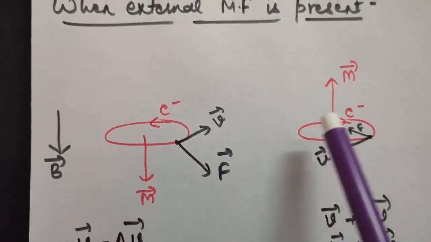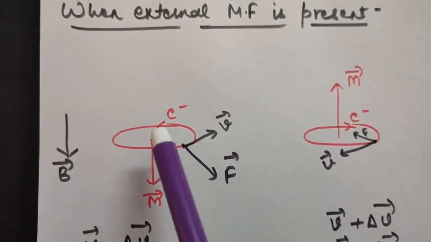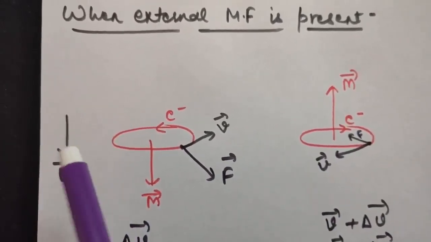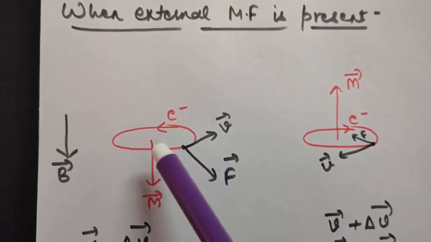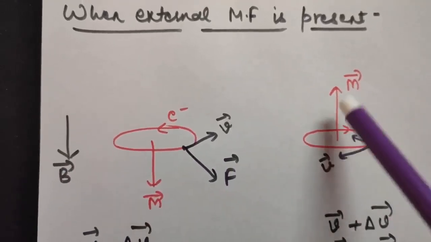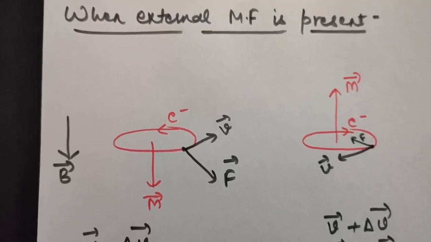Again, these are two electrons which are revolving in opposite directions. And now the external field is applied in the downward direction. Due to this electron, the magnetic moment is in this direction. Due to this electron, the magnetic moment is in this direction. This we have already seen.